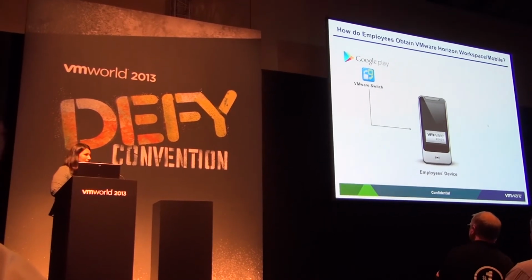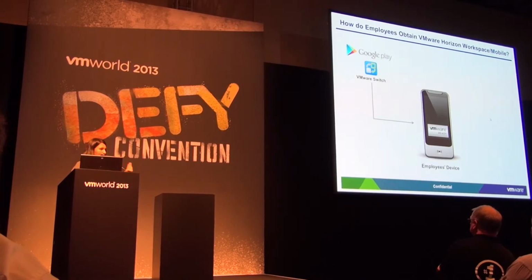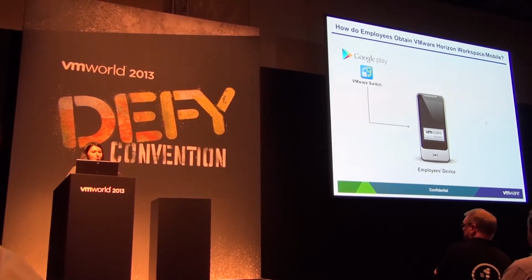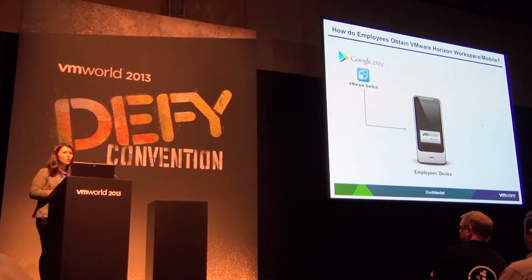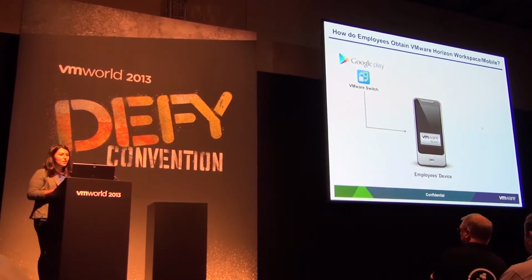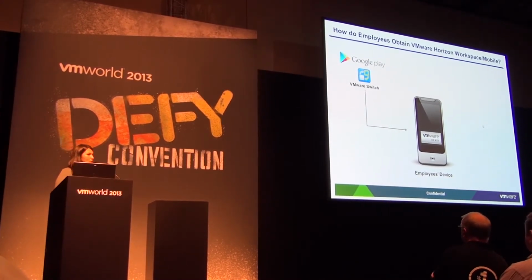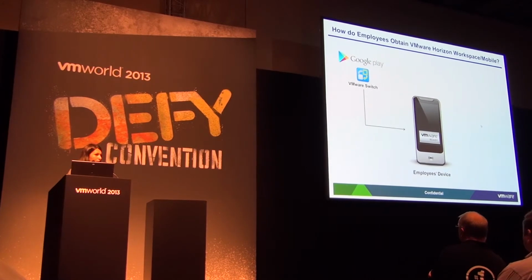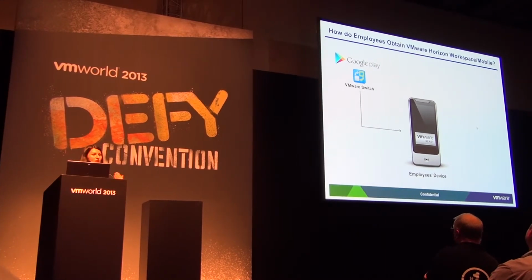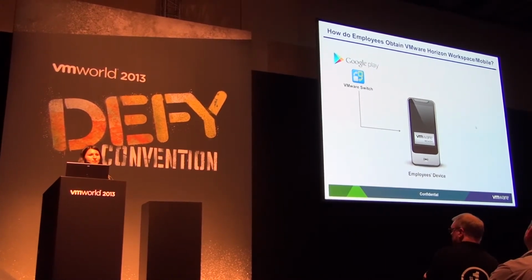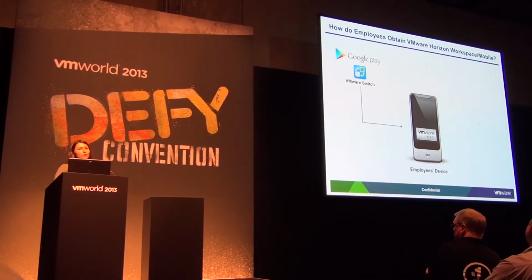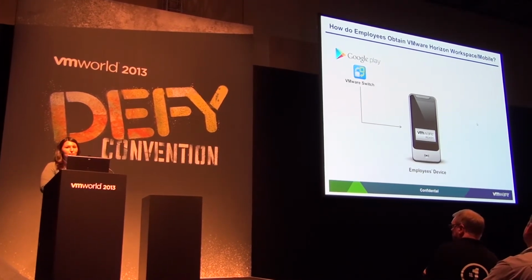The way it works is that I go out and buy myself a device that happens to be VMware ready. I know that my company has Horizon Workspace Mobile enabled. So I'd go to the Play Store and download the Horizon VMware Switch app. And this app is very smart, or your phone's very smart. It only shows you the app if your phone is actually capable.